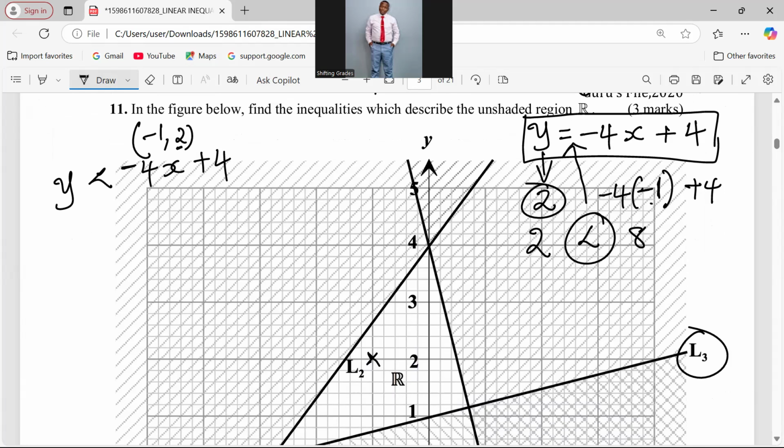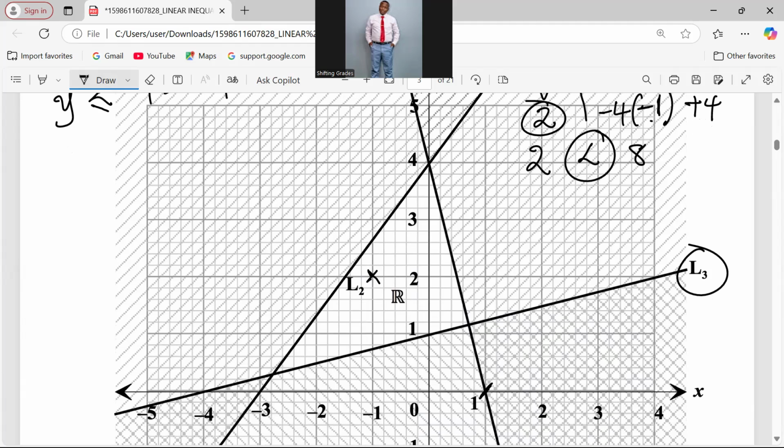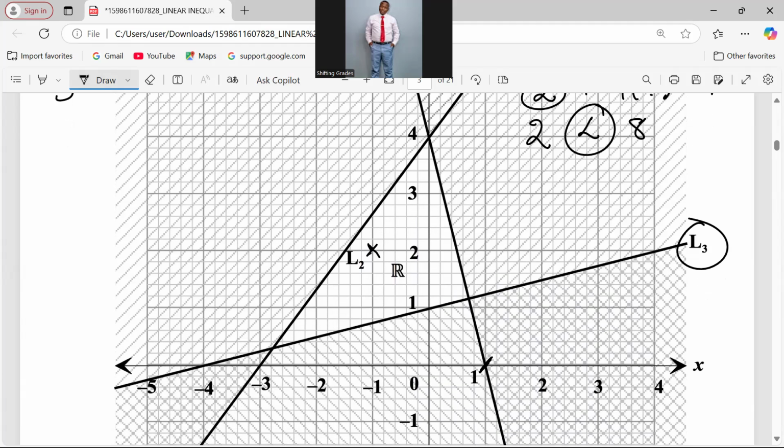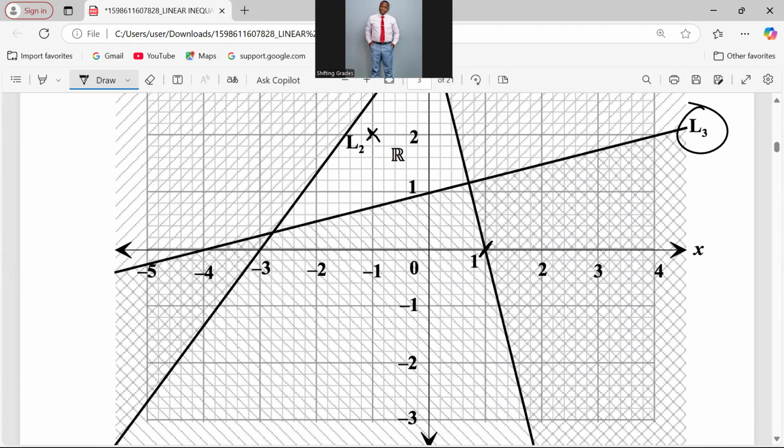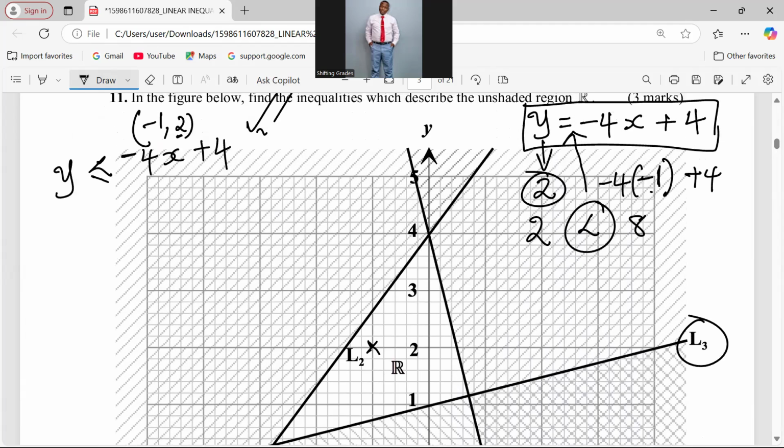So being a complete line, we have to know that apart from less than, we are also having or equal to. If it was a dotted line, then we would have said it is strictly less than. But now that there is a complete line plotted here, it is less than or equal to. So this is the inequality which has been represented by the borderline L1. We can do the same, just for people to understand more how to come up with inequalities.